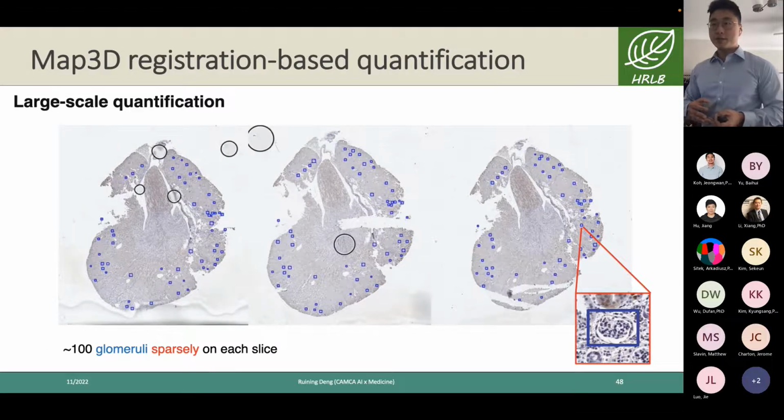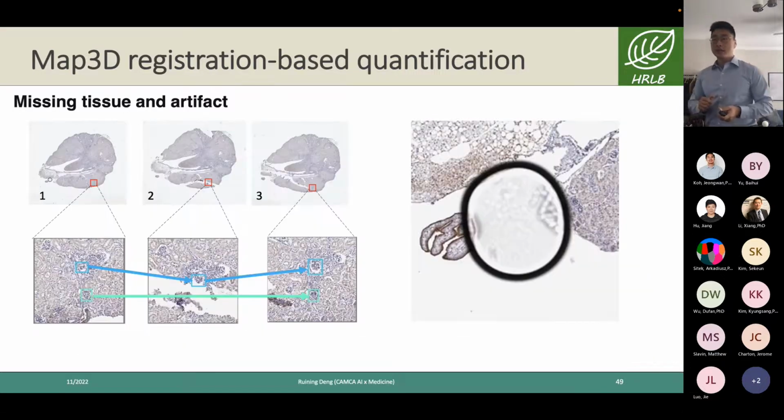In the technical parts, there are several challenges during the 3D registration or association. The first one is large scale quantification. For example, if we try to annotate all of the glomeruli on histology images, usually each histology image has more than 100 glomeruli sparsely distributed. So it's very hard for pathologists to manually annotate all of the glomeruli.